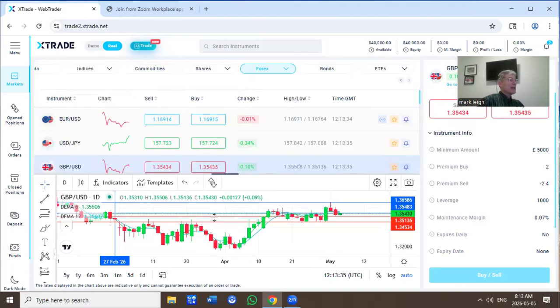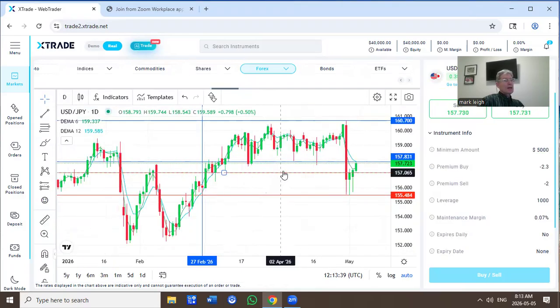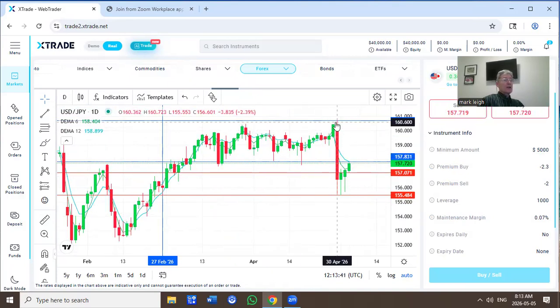US dollar against the yen. Since the very strong sell-off we saw 4 days ago, verbal intervention from the Bank of Japan was enough to see the US yen pair go from 160 all the way down to 155.48. US dollar fighting its way back, even though the downtrend's still in place.